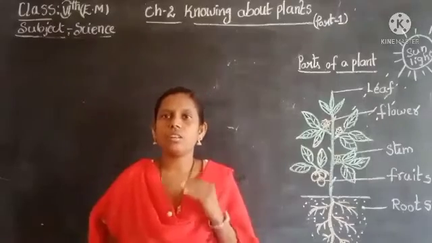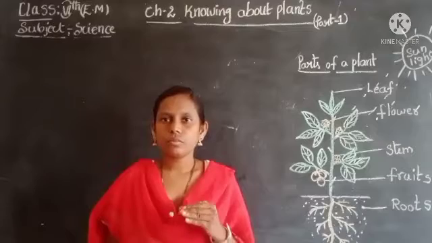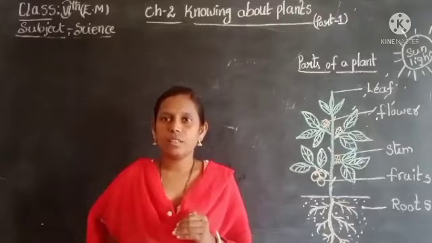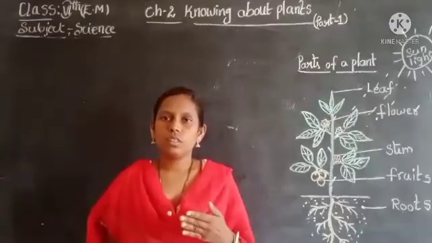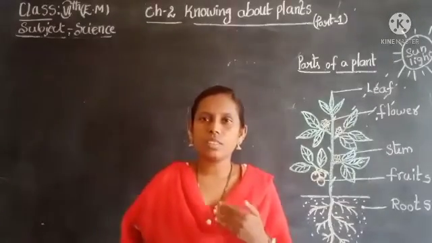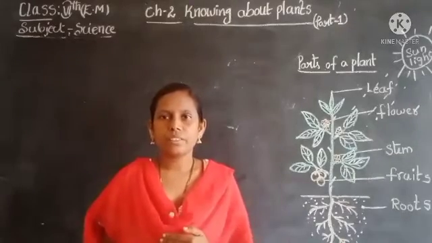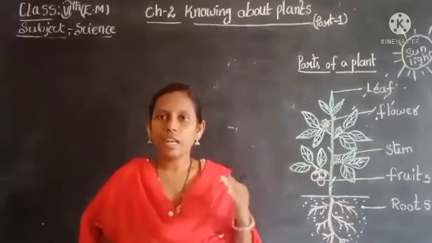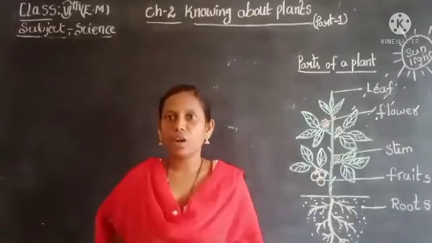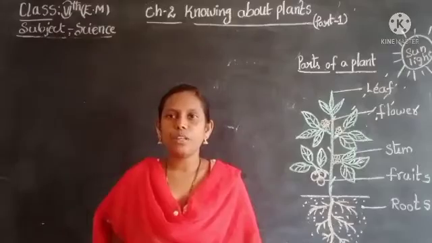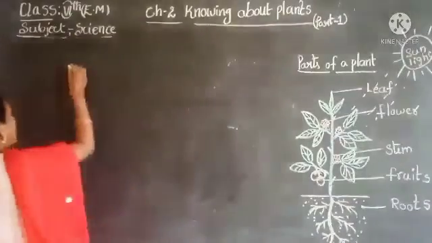The plants are producing all the food material from their parts like the stem, leaf, roots, fruits or seeds. These are the main parts of the plant. We are eating animal products as well as plant products. Now let us learn about plant parts. Okay, parts of a plant.